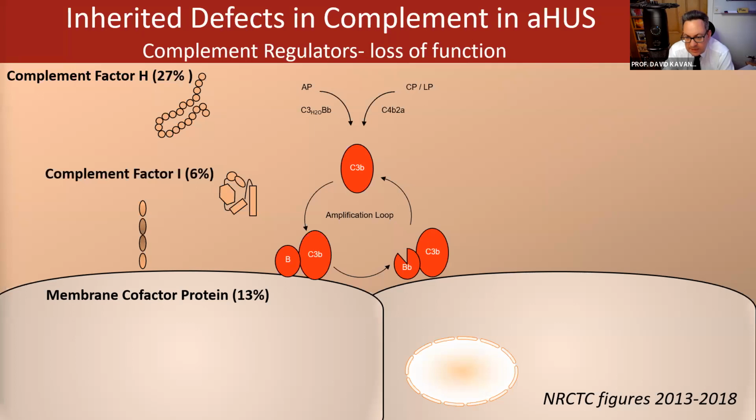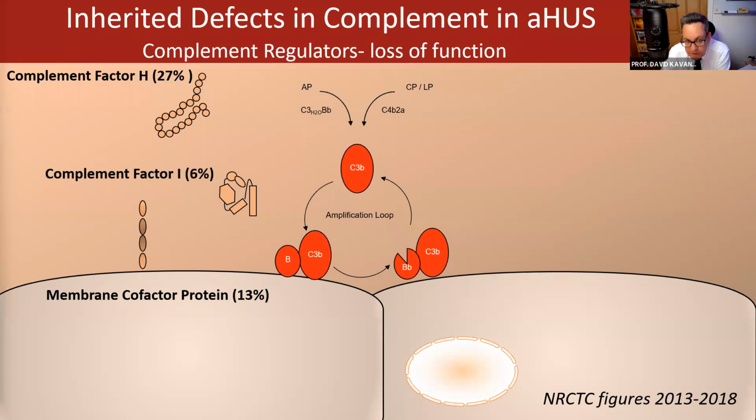We know that in atypical aHUS, inherited defects in the complement system predispose to disease. Inherited loss of function defects form the majority of cases in the UK. About 27% of all cases of aHUS in the UK are caused by mutations in factor H, membrane cofactor protein, which is the cell-bound equivalent of factor H, about 13%, and then about 6% for factor I.